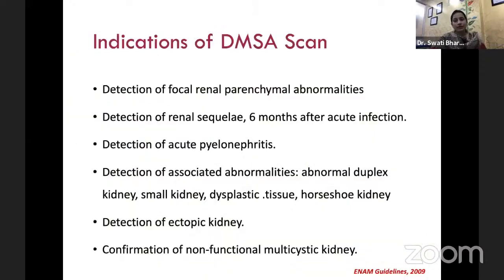So to summarize, the indications of DMSA scan are for detection of focal renal parenchymal abnormalities, as in a late DMSA scan for scarring after a UTI. Detection of acute pyelonephritis is now not recommended, and detection of associated congenital anomalies, ectopic kidney, assessment of its function, and confirmation of non-functional multicystic kidney.